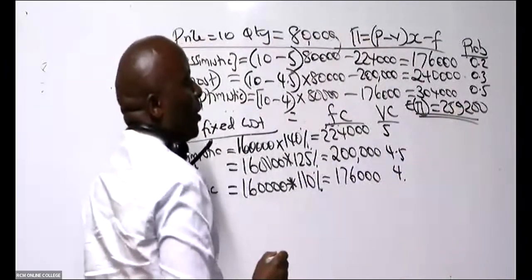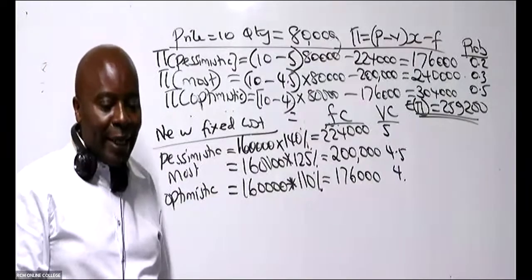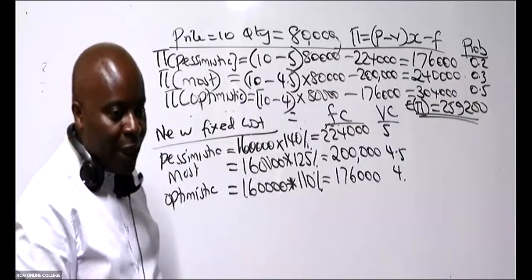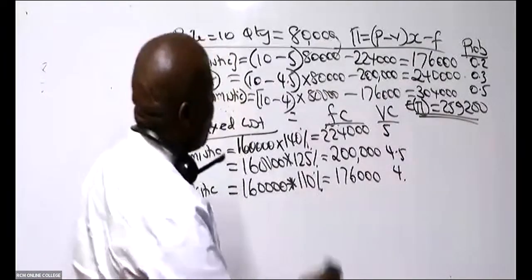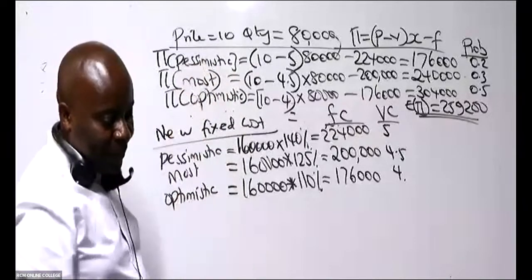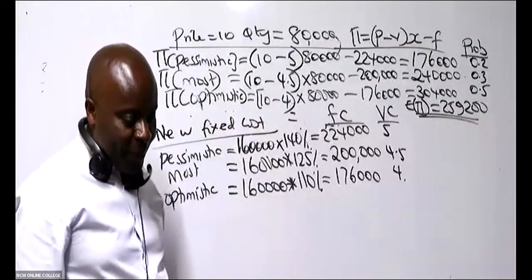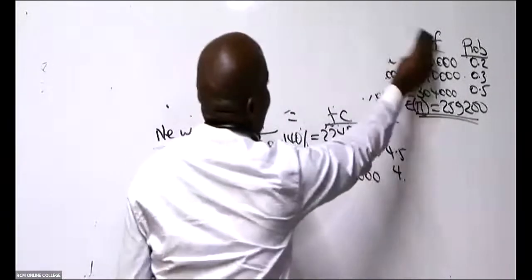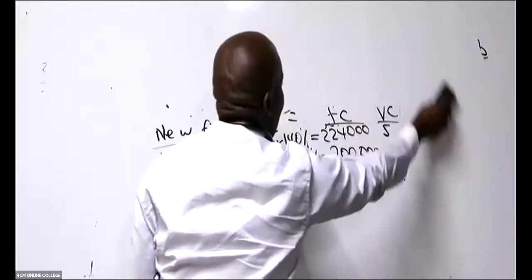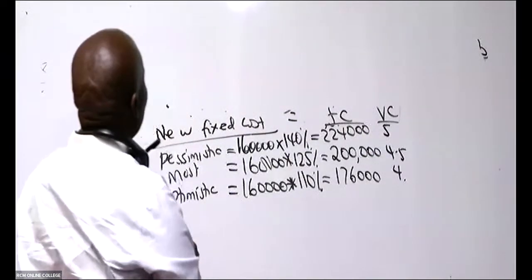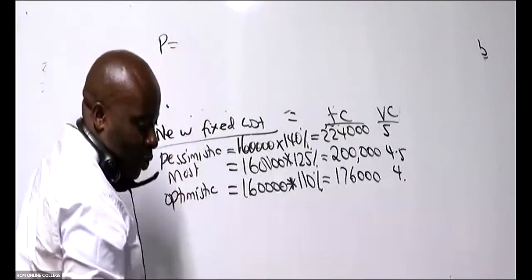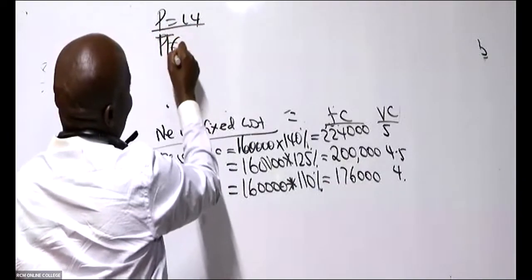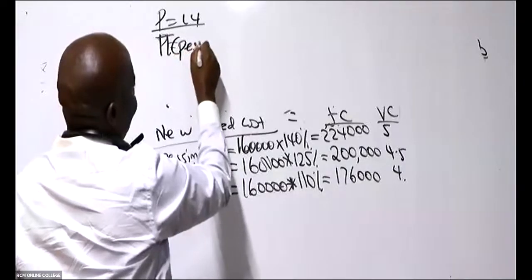Thank you so much. So then with your permission, I will go and tackle the next price in the question. The next price given in the question is a price of 14 Kenya shillings. So with your permission, can I rub this? Great. So now we are looking for the profit when we charge a price of 14. Go ahead and give me profit under pessimism.